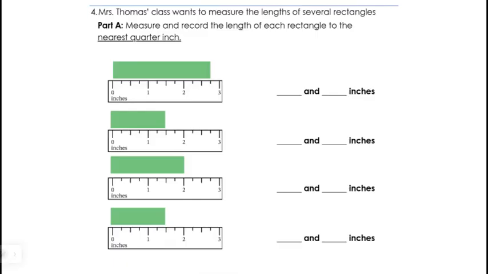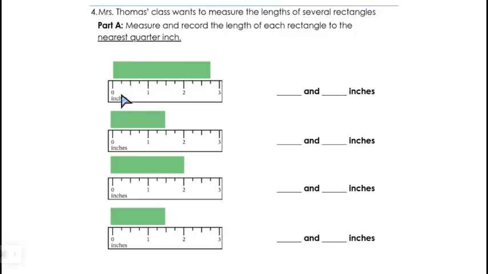Okay, question 4 says, Mrs. Thomas's class wants to measure the length of several rectangles. This is going to be 2 parts. So first let's focus on part A. Measure and record the length of each rectangle to the nearest 1/4 inch, okay? So all we have to do first is to measure, okay? So let's measure this first one.